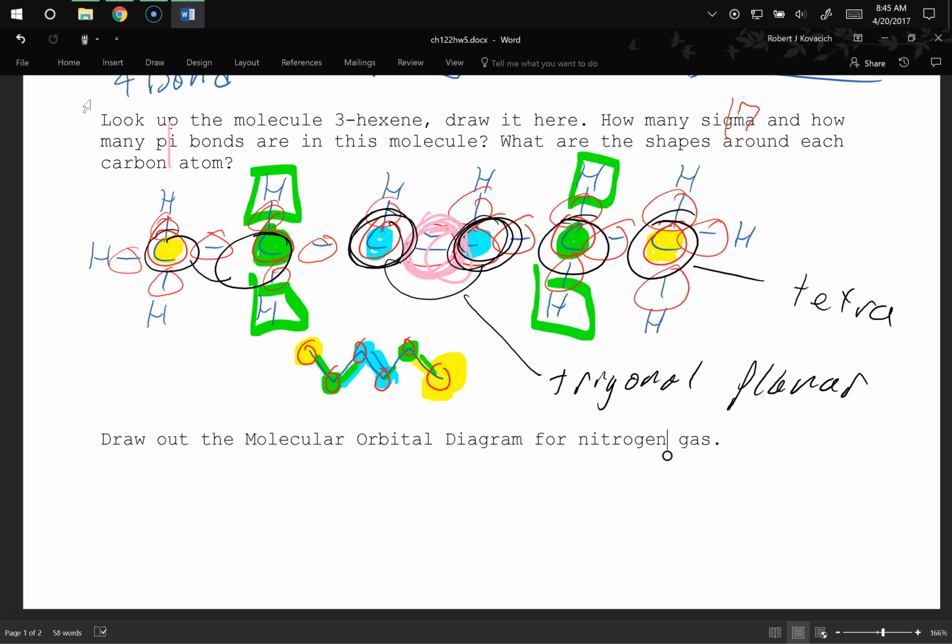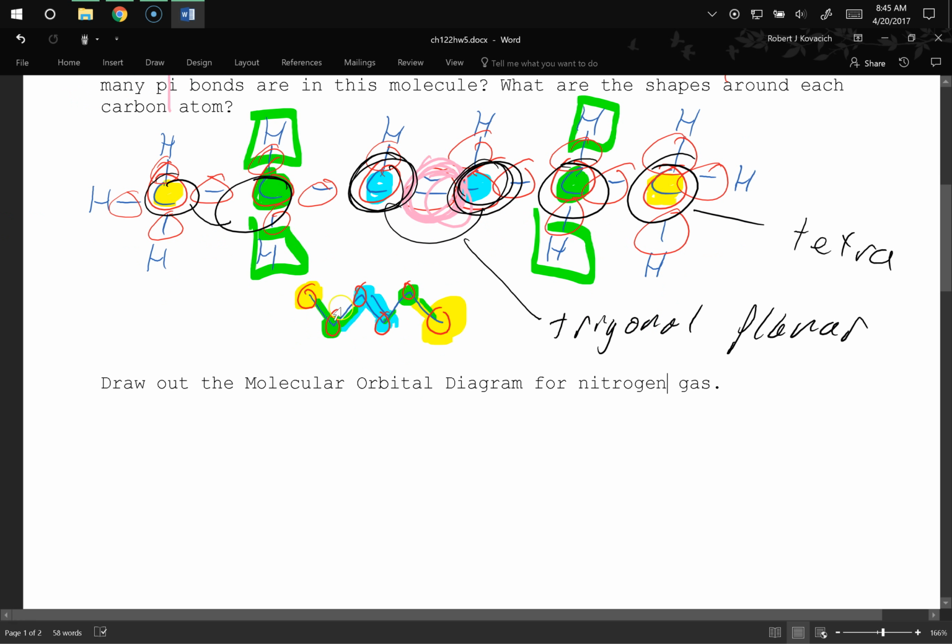You okay with me saying trigonal planar? How do you know that? How'd you know it's tetrahedral? It's connected to four things. So tell me about those two carbons that are highlighted blue. They're bonded to three things. So three things as far away as they can get is a triangle. So trigonal planar. All right, so draw out the molecular orbital diagram.